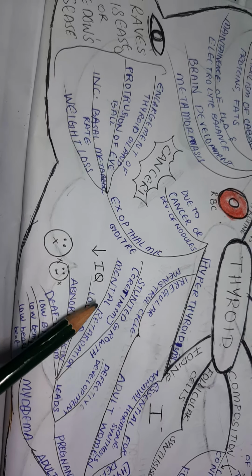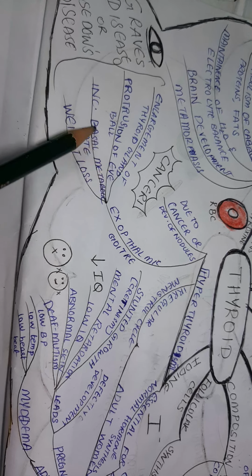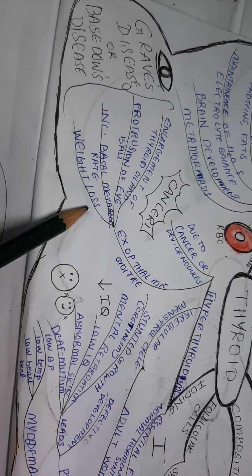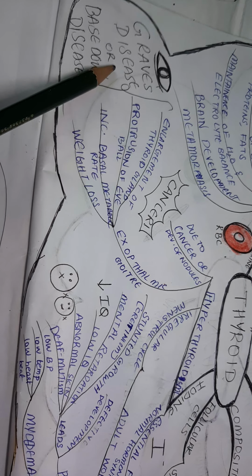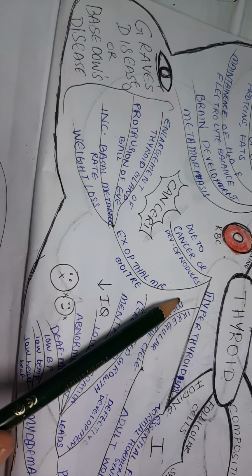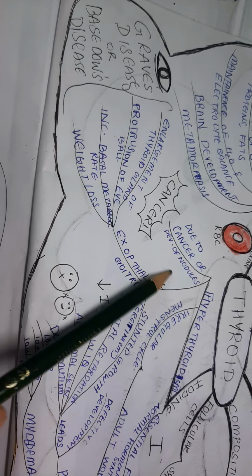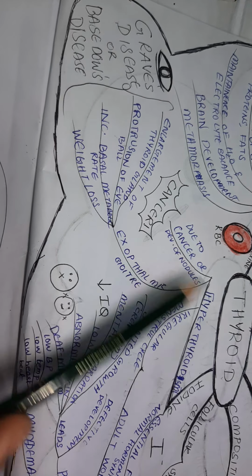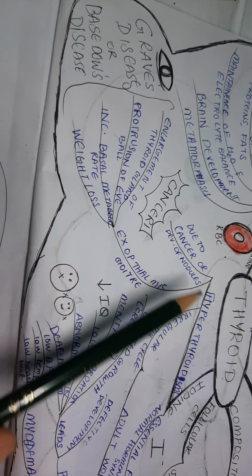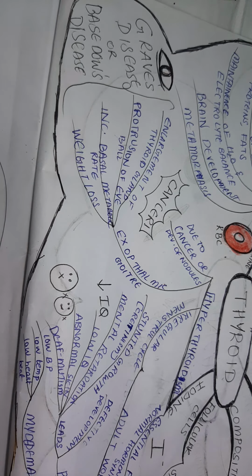The symptoms of this disease include enlargement of the thyroid gland, protrusion of the eyeball, increased basal metabolic rate, and weight loss. This is also known as Graves' disease or Basedow's disease. The most common reason for hyperthyroidism is cancer or development of nodules. If cancer develops in the thyroid, then a large amount of thyroid hormone is secreted and this will result in Graves' disease.